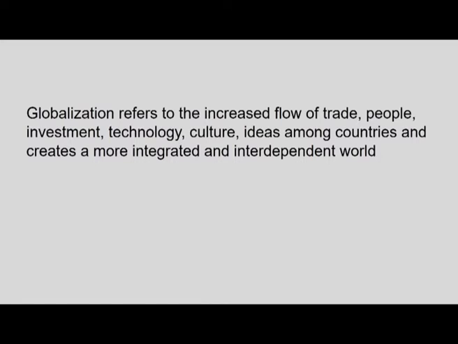However, in terms of the discussion that we are in right now, a working definition of globalization would mean the free flow of goods and services across the national boundaries of the countries across the world. Which basically means that there is a free flow of international trade across countries. A more systematic definition would be to look at globalization as increased flow of trade, people, investment, technology, culture, ideas among countries, which creates a more integrated and interdependent world.